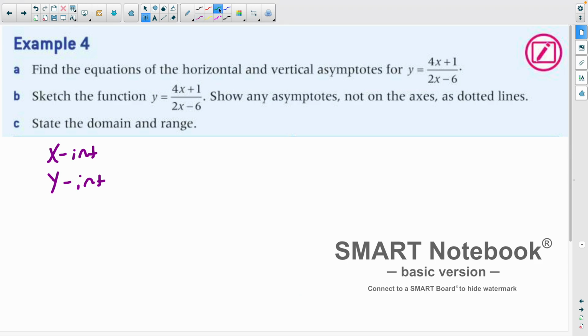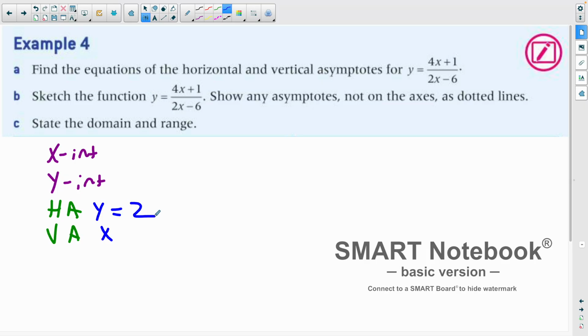The warm-up, I asked you to find me these pieces: x-intercept, y-intercept, horizontal asymptote, vertical asymptote. So somebody share with me one of the pieces that you found. Horizontal. Okay, you found the horizontal asymptote, which is y equals? 2. And how did you get that?